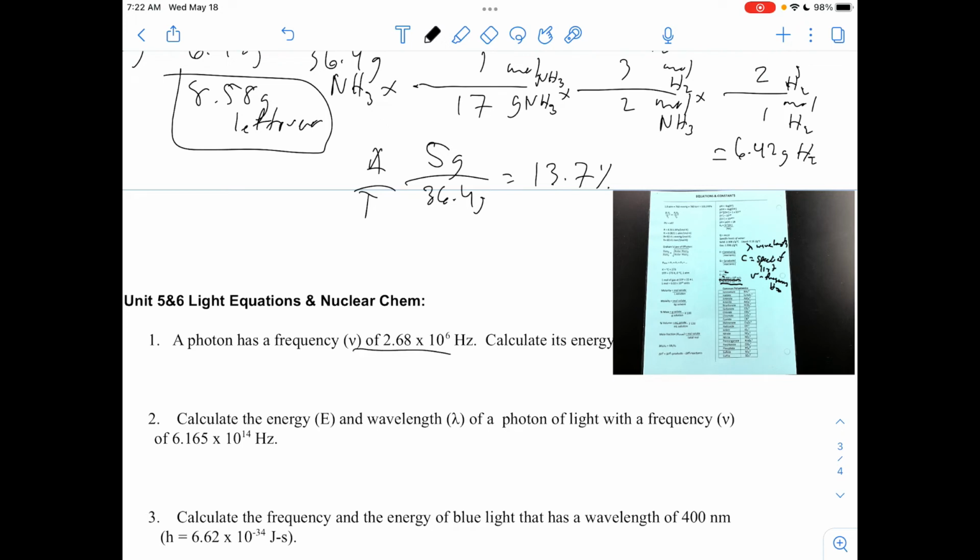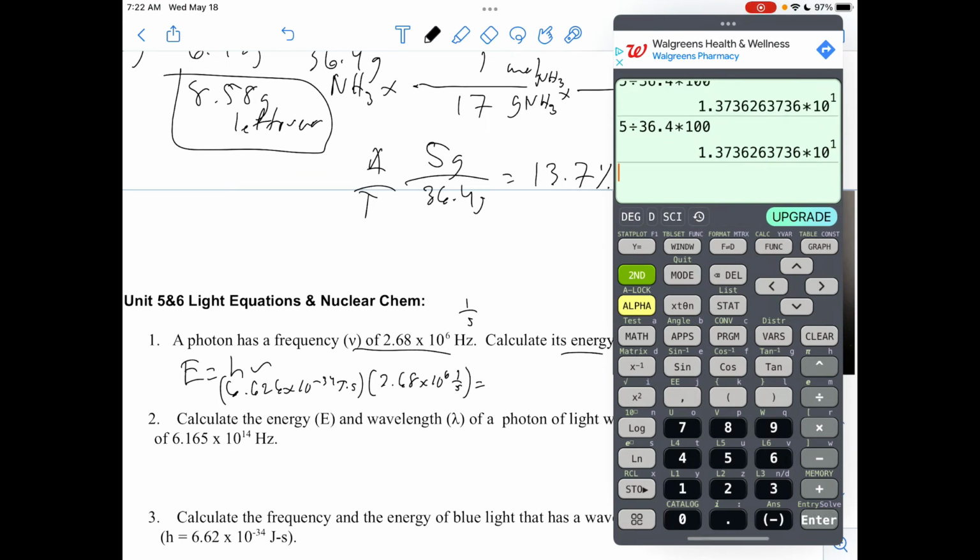So we have a photon with a frequency of that much. You want to calculate its energy, so we're looking for E. E is equal to Planck's constant times nu, which is a frequency. 6.626 times 10 to the negative 34 joules per second, multiplied by 2.68 times 10 to the 6 hertz. Hertz is actually 1 over second. Okay, and that's going to give us our energy.